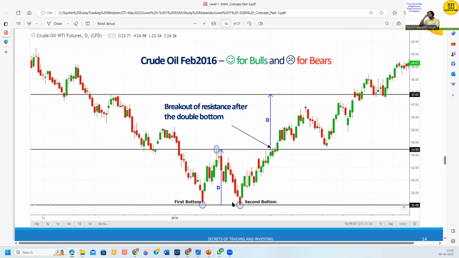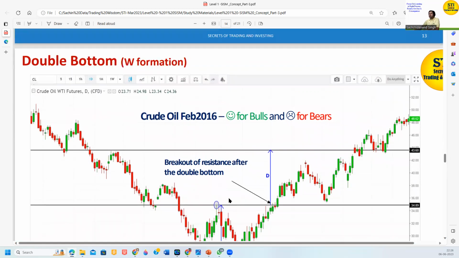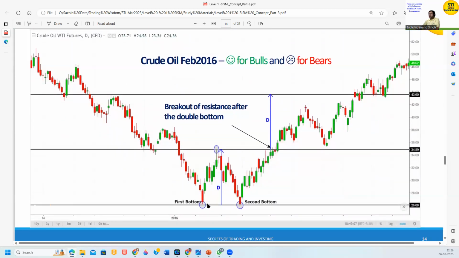When such a chart formation is happening, it is known as a double bottom. One most important thing to remember: double tops will be at the topmost position and double bottoms should be at the bottommost position. In such a situation only, it will be most effective, 80 to 90% effective.